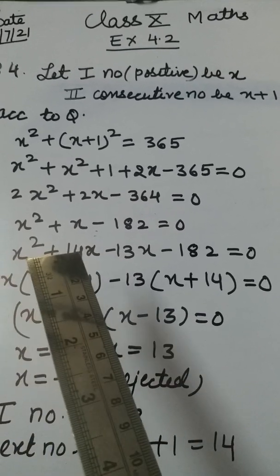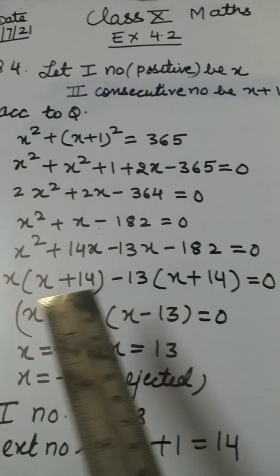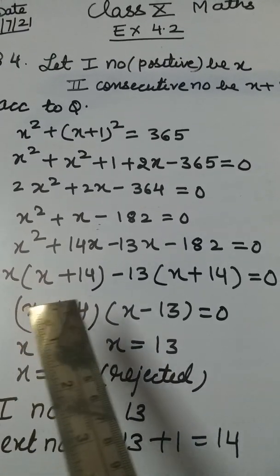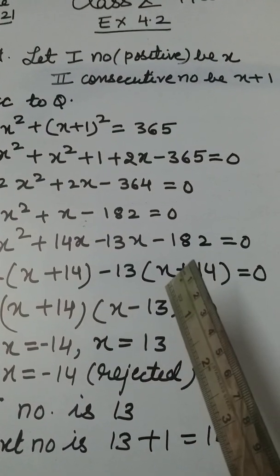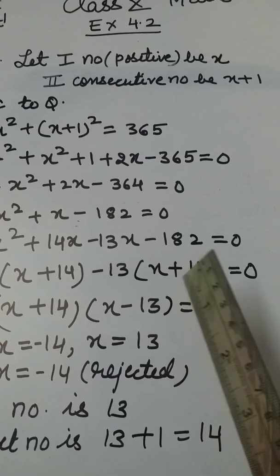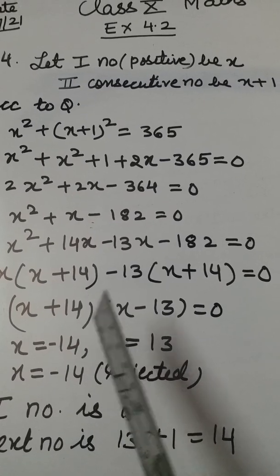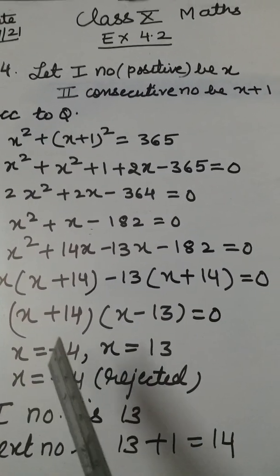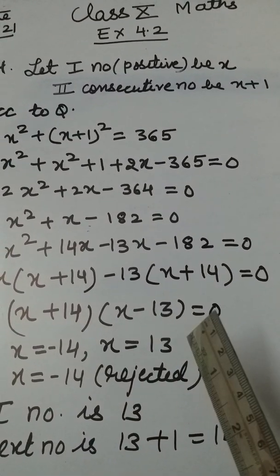Now x square plus 14x minus 13x minus 182 equal to 0. From the first two terms we can take x common, so x plus 14, and from the last two terms we can take 13 common, then minus 13 will be taken common, it will be x plus 14. Now x plus 14 again common and x minus 13 equal to 0. When it will be solved, then x will be equal to minus 14 and x will be equal to 13.